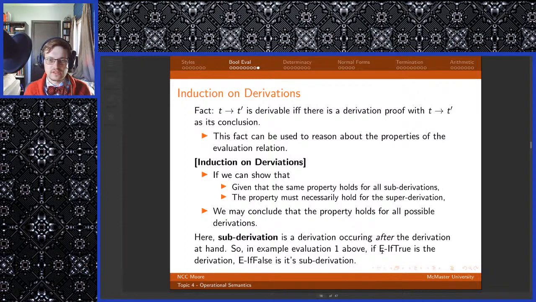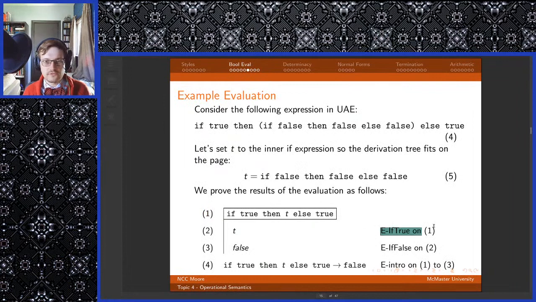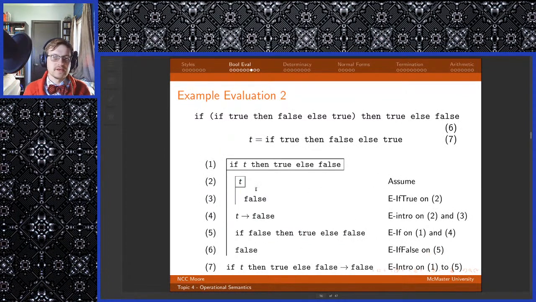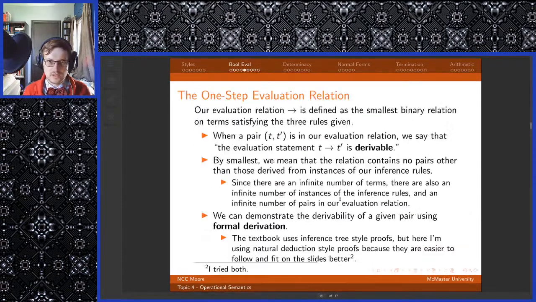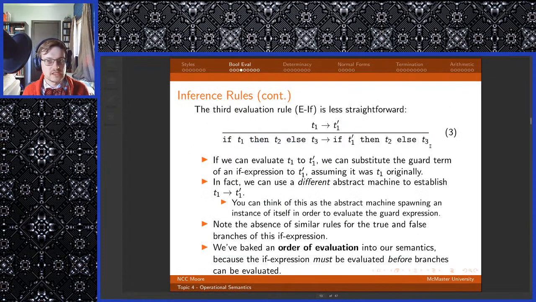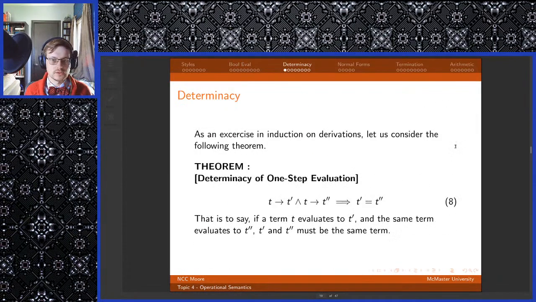So, in example 1 above, the E if true is the derivation, and E if false is its subderivation. So here, E if true, this is the derivation. E if false, this is the subderivation. You perform the first one, and then you perform the subderivation, or the second derivation. It's called sub because these proofs can branch like it does in this one. This guy is like a subderivation of this guy. So if you think about these things in terms of inference rules, you can have multiple subderivations if you have multiple premises on top of the line, right? So that's what subderivation means.